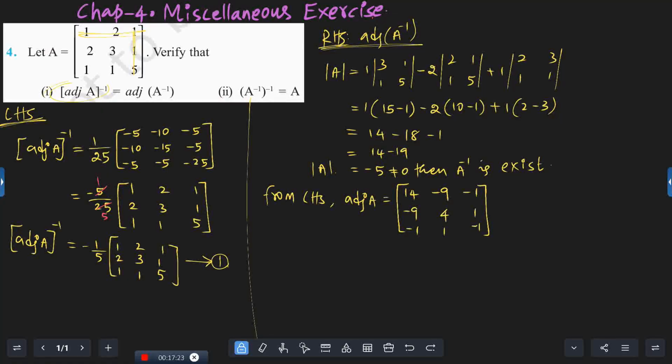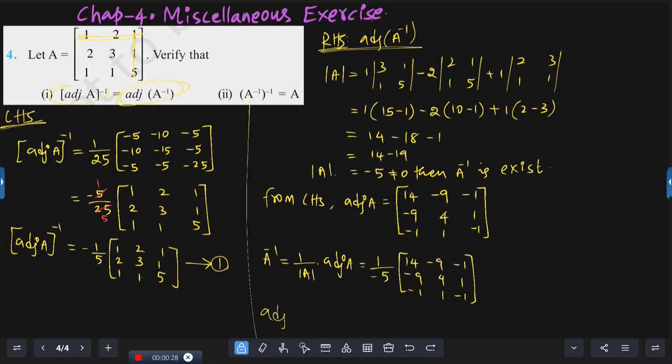So from the left hand side, adjoint of A I have taken, and I also have determinant of A. Now we can go for A inverse. A inverse is equal to 1 by determinant of A into adjoint A, am I right? So 1 by determinant A is minus 1 by 5, and adjoint of A we have 14, minus 9, minus 1; minus 9, 4, 1; minus 1, 1, 1. For this we now have to find adjoint of A inverse. For adjoint of A inverse there is a scalar, and that scalar you have to remove.